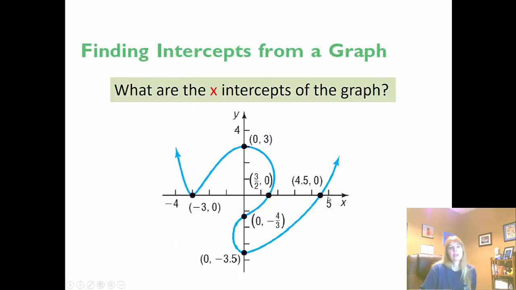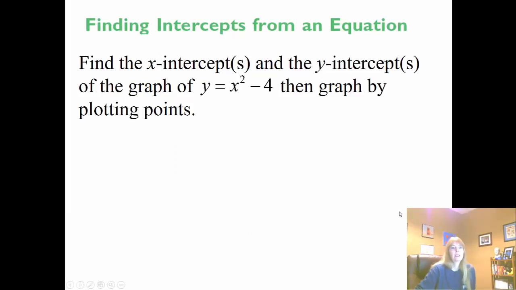What are the x-intercepts of the graph? Remember, the x-intercepts are where you touch the x-axis. You don't always have to cross like this one. Where are the y-intercepts? Where you touch the y-axis. So those would be those actual points. Find the x-intercepts and the y-intercepts of the graph of y equals x squared minus 4, and then graph by plotting points.